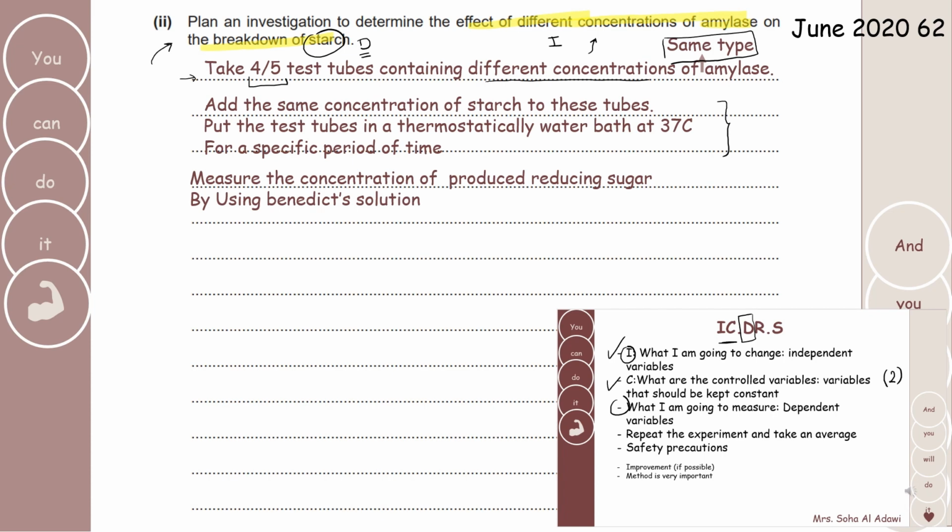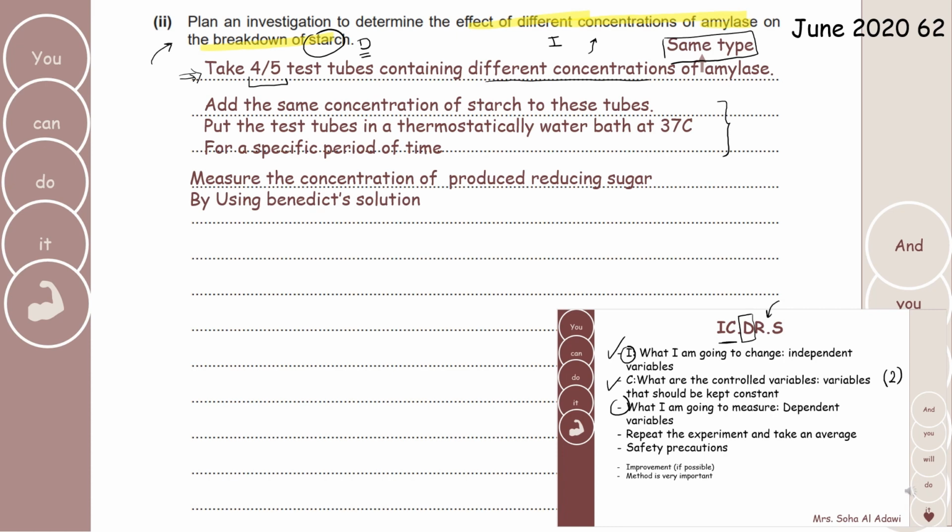So every time you are going to take a sample from the 4 or 5 test tubes taken at the beginning, and let's say after 5 or 10 minutes, so after a very specific period of time, you take a sample and you apply the Benedict solution test and you compare the colors. Okay, so here we're done with the dependent variable.